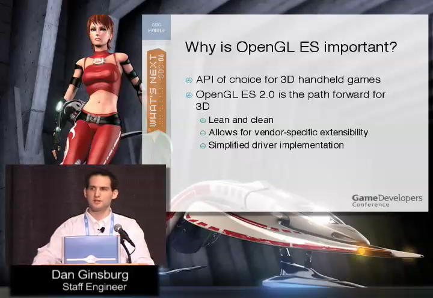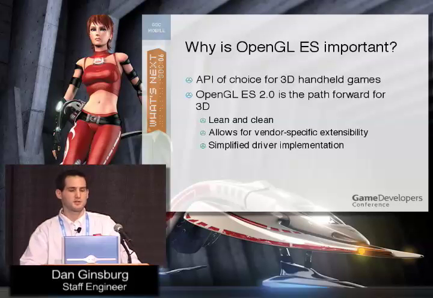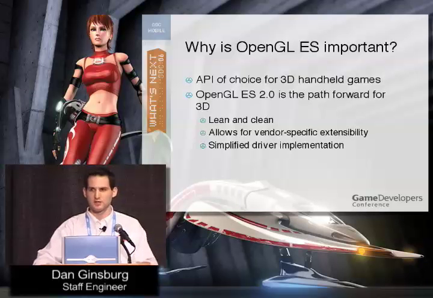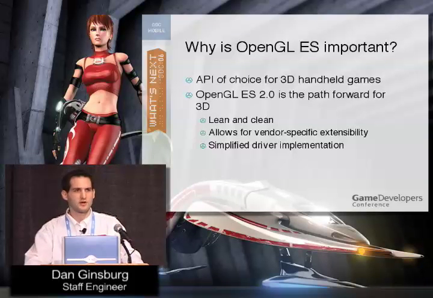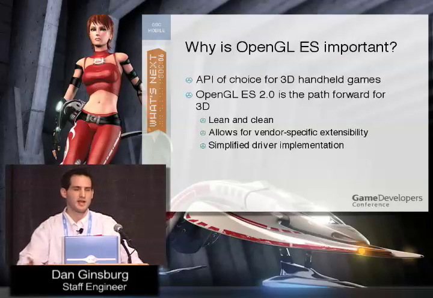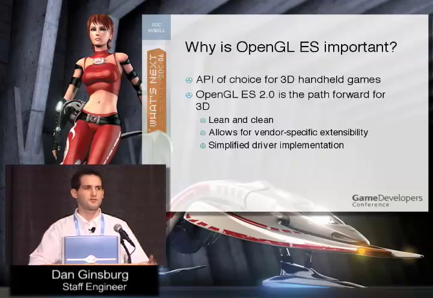But beyond that, ES 2.0 has implications beyond just the handheld space. For example, we see that OpenGL ES has served as the basis for the PlayStation 3's graphics library. And part of that is because ES 2.0 really represents the path forward for 3D in general. For one thing, it's a very lean and clean API, and it also allows vendors to extend it in any way they see fit. That's one advantage it has over other APIs, that vendors are free to create extensions to expose new hardware features that developers can use.